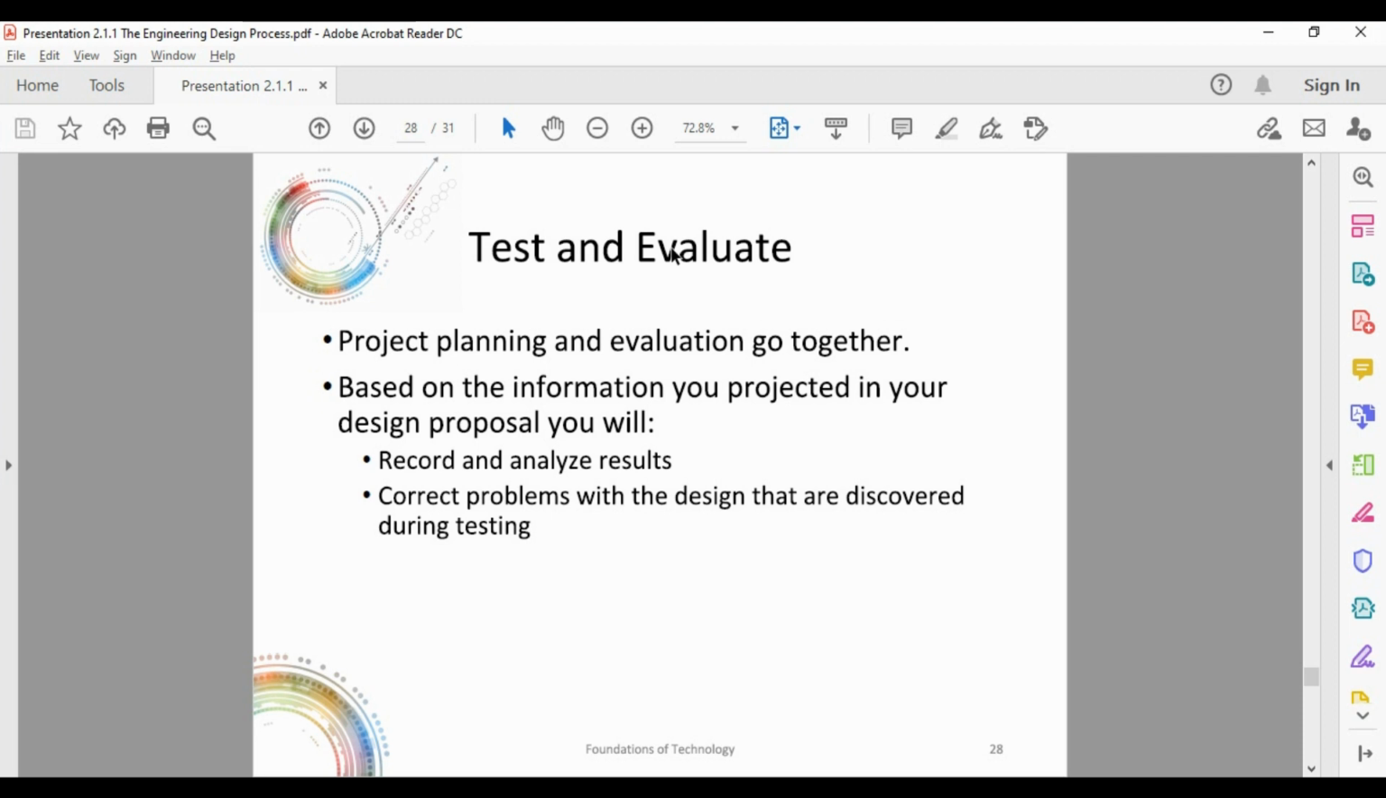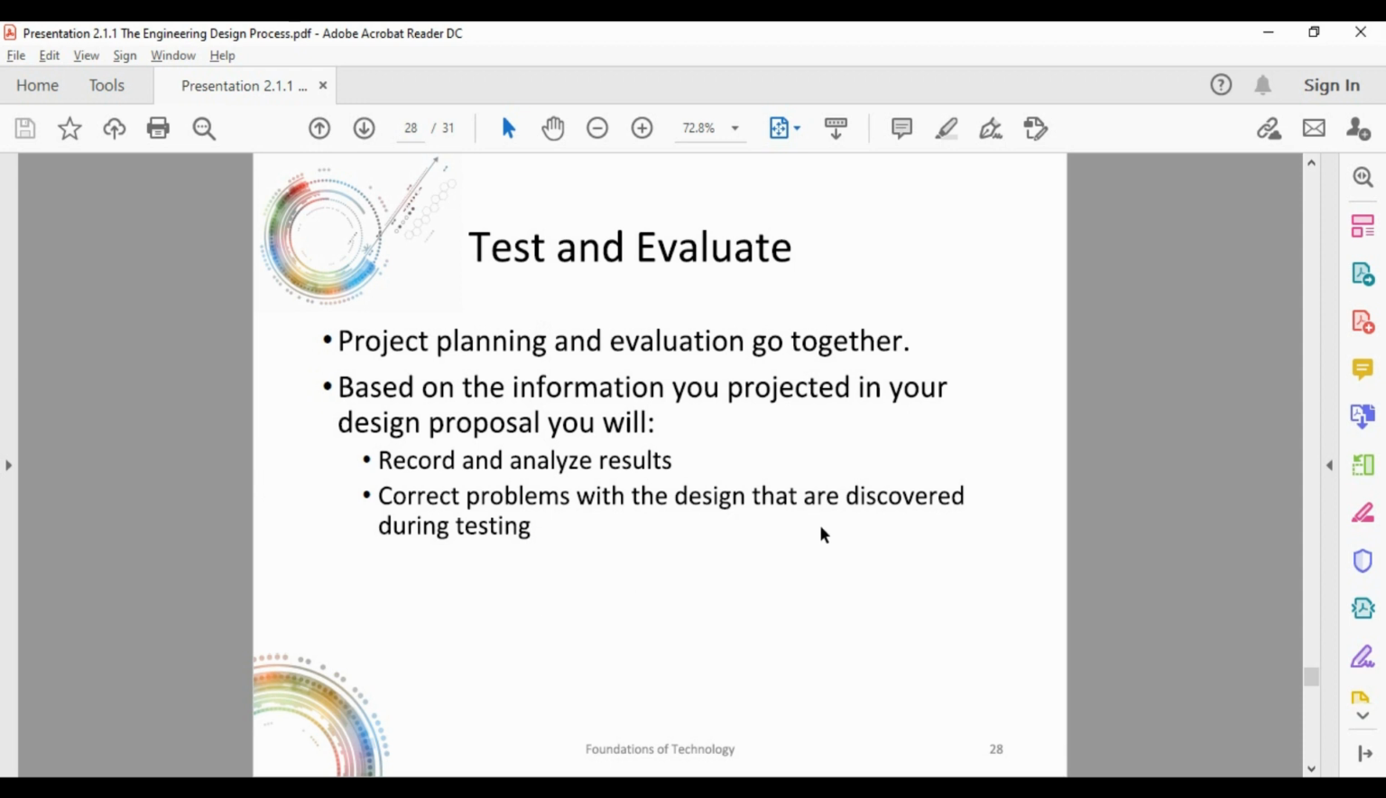Test and evaluate. Project planning and evaluation go together. I've already mentioned that, where the testing and the evaluation are in a way almost one and the same. They're two sides of the same coin, would be one way I would describe it. Based on the information you projected in your design proposal, you will record and analyze your results. We put the 10 cars on the bridge, and it did not break, but it did bow over here, so we need to reinforce that structure. It did not bow over here, and we thought it was going to bow. So when we reinforce that structure, we need to see what's going to happen. By bow, I mean bend.